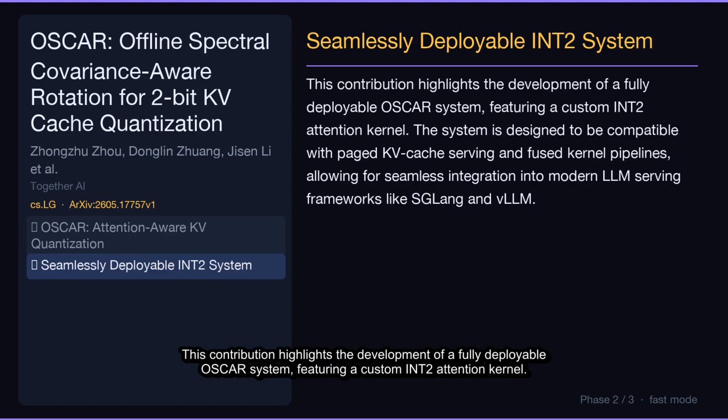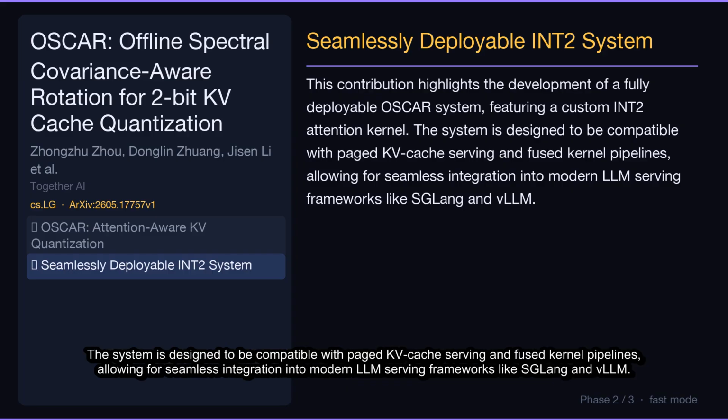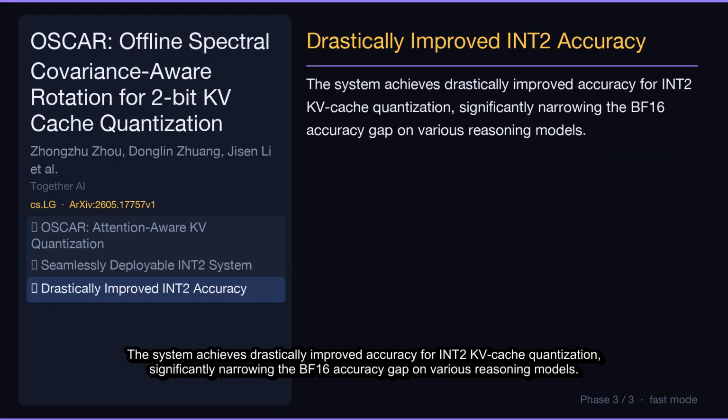This contribution highlights the development of a fully deployable OSCAR system, featuring a custom INT2 attention kernel. The system is designed to be compatible with paged KV cache, serving, and fused kernel pipelines, allowing for seamless integration into modern LLM serving frameworks like SGLang and vLLM. The system achieves drastically improved accuracy for INT2 KV cache quantization, significantly narrowing the BF16 accuracy gap on various reasoning models.